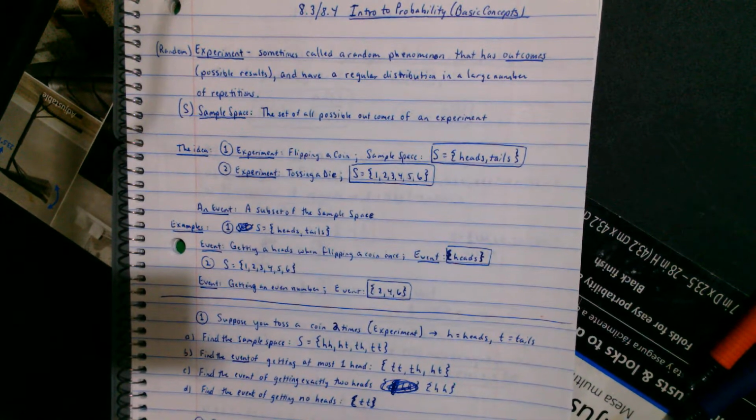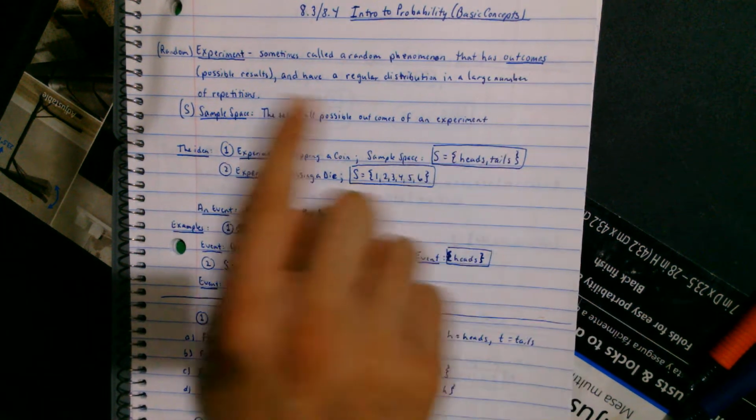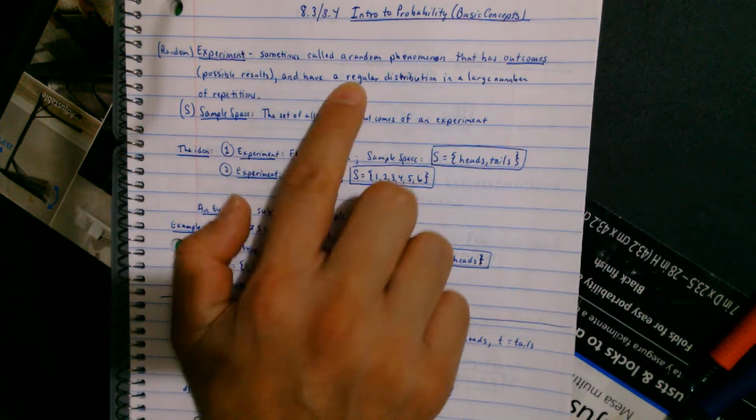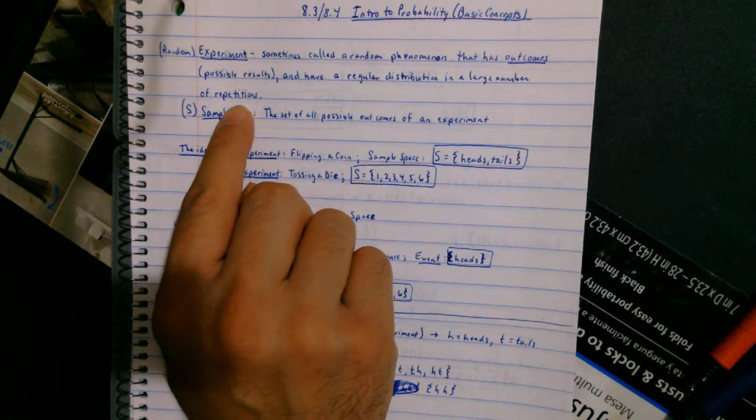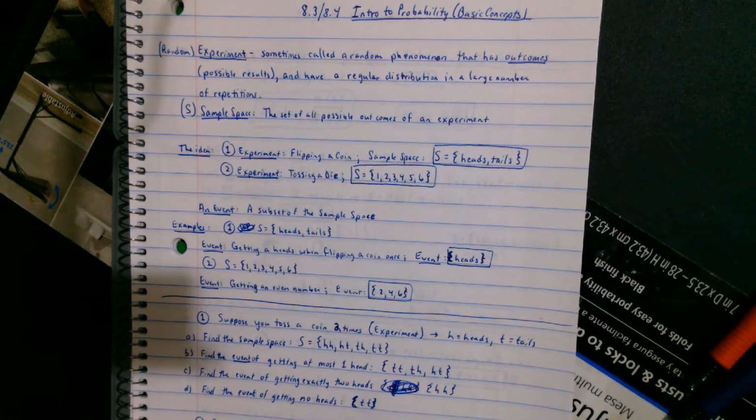It talks a little bit about sets, but it's mostly about essentially probability, which is the chances of something happening. If you have an experiment, it's kind of like what they call a random phenomenon. An experiment is something you try and you record results and it has outcomes, what are called possible results. And there's a regular distribution in a large number of repetitions. So it's like you might be doing something over and over again to see if this is actually true or if you feel like it's true.